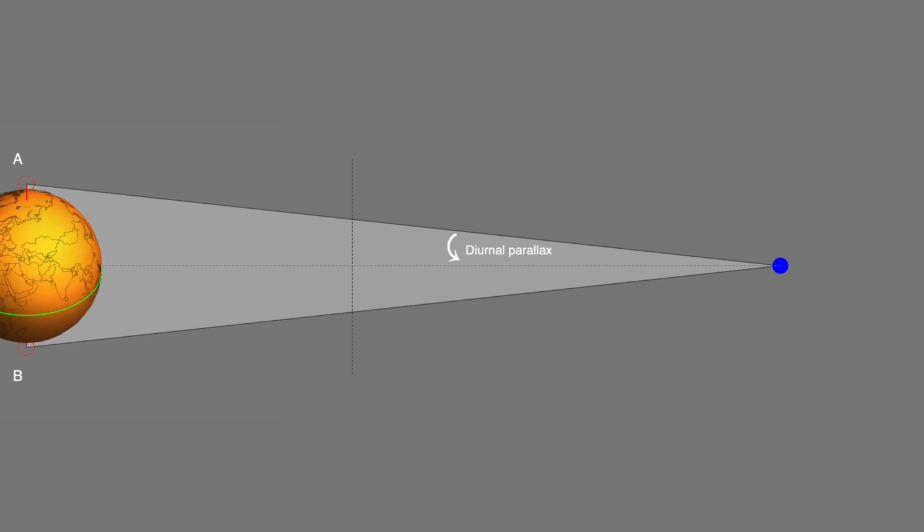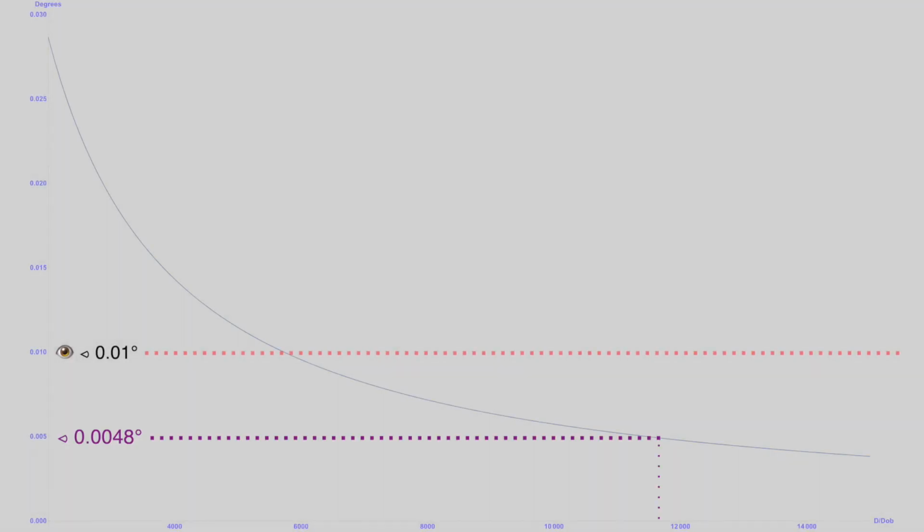Parallax may be used to measure the relative distances of objects, but stars are so far from Earth that diurnal parallax is not useful for this purpose. However, diurnal parallax may be used for objects that are closer, such as the Sun, or planets in the solar system. For the Sun, the ratio of distances is 11,731. This ratio is about twice the value corresponding to the angular resolution of the human eye.